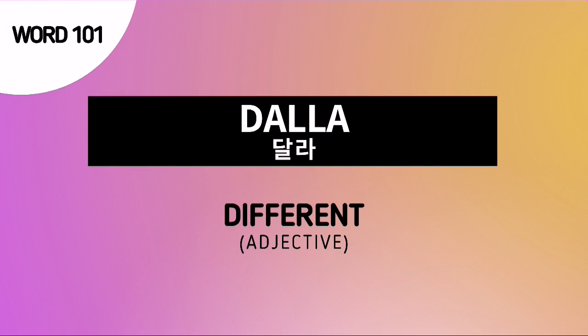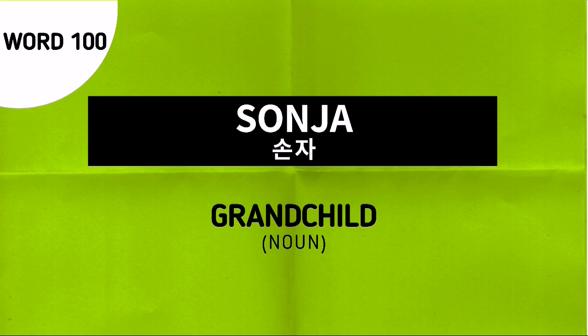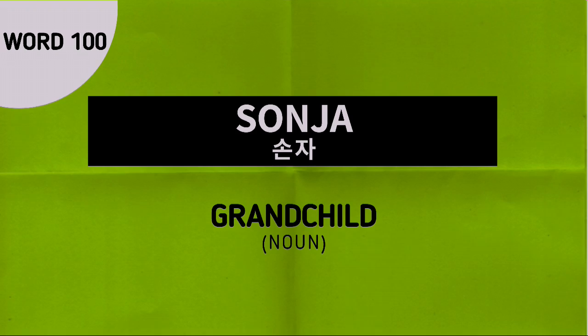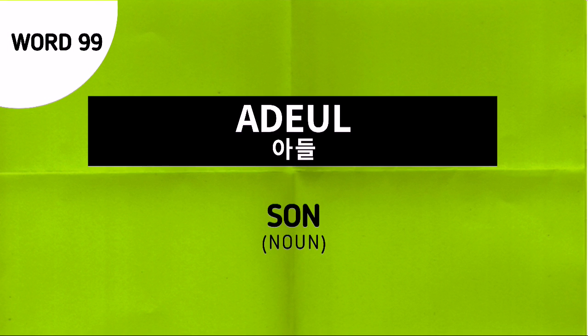Word number 101 is tala. This is an adjective which means to be different. Word number 100 is sonja, and this is the Korean noun for grandchild. And the last for our review is word number 99, ader, and this is the Korean noun for son.